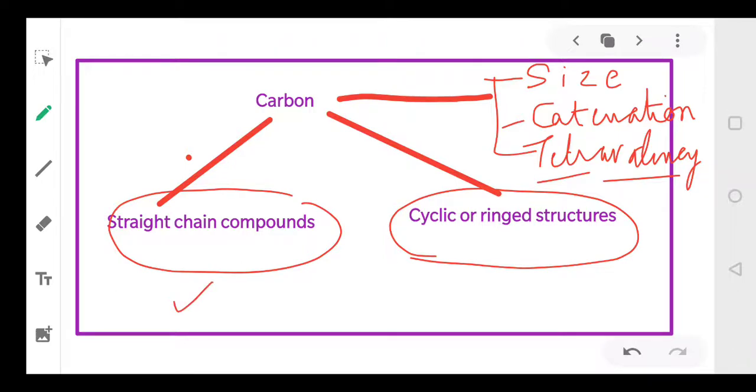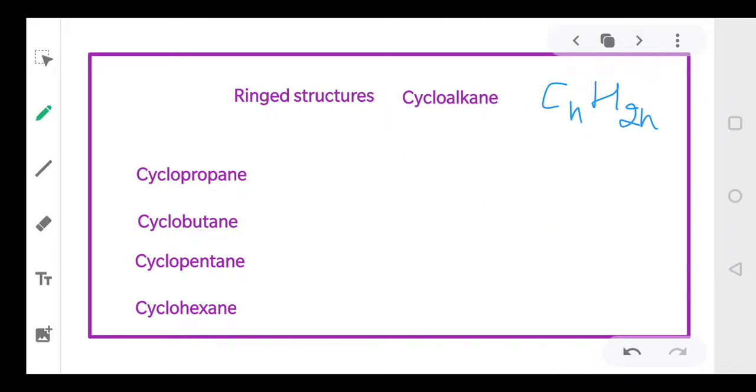Now, so far we have discussed the straight chain compounds like your alkanes, alkenes and alkynes. These all come under your straight chain compounds. Now, we will talk about the ringed structures today. These structures which are arranged in the form of a cyclic structure are referred to as cyclic or the ringed structures. Closed structures. They are arranged in the form of a ring, like this. Now coming to the ring structures, we will be talking about the cycloalkanes first.